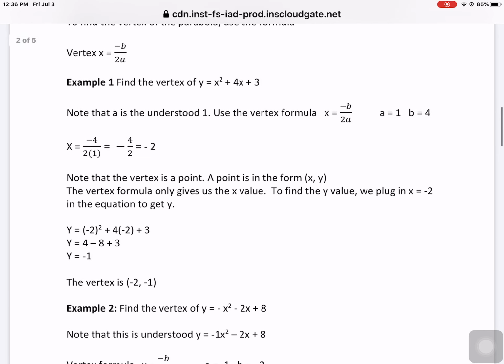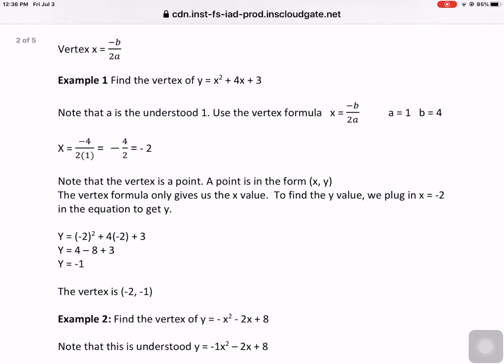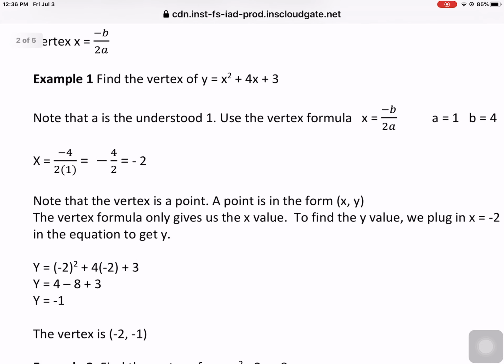Example 1. Find the vertex of y equals x squared plus 4x plus 3. Okay, I'm going to make this a little bigger. Note that the a is the understood one. So use the vertex formula, x equals negative b over 2a, with a equal 1 and b equals 4. So x equals negative 4 divided by 2 times 1 equals negative 4 divided by 2 equals negative 2. So x equals negative 2 is the vertex.